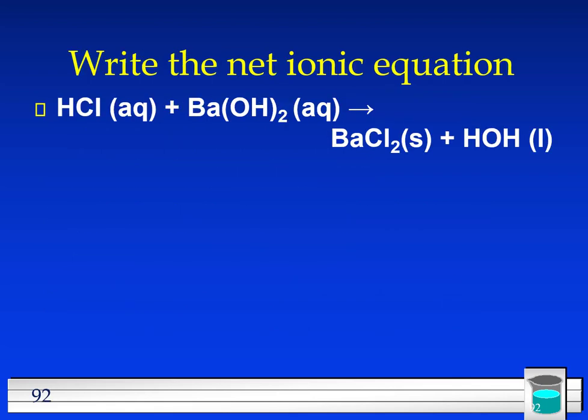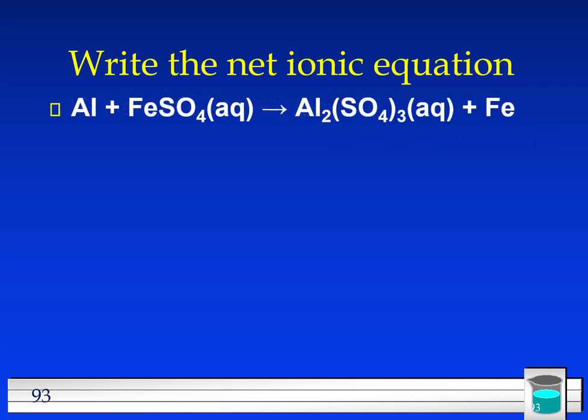Let's try this one. Aluminum plus iron 3 sulfate makes aluminum sulfate and iron. So the things that are aqueous and ionic fall apart. Okay?